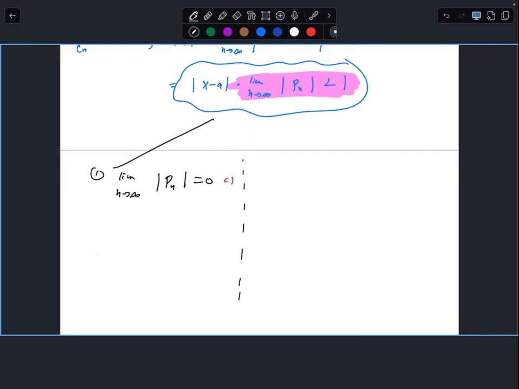In this case, no matter the value of x, the power series converges.